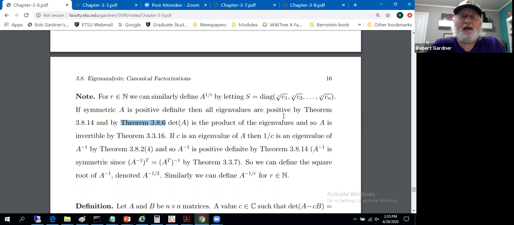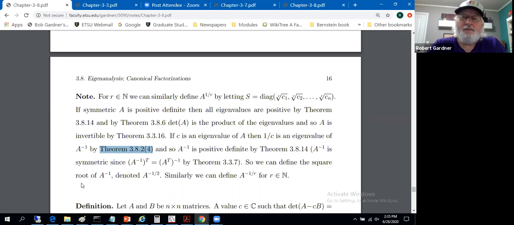So if we got positive eigenvalues, then we see that this matrix A has a positive determinant, and so is invertible. We related inverses to determinants in, I guess, that theorem. C is an eigenvalue of A, and 1 over C is an eigenvalue of A inverse. We said that somewhere along the lines. It's a straightforward computation to show. So, hey, if A is positive definite, then A inverse is positive definite as well.